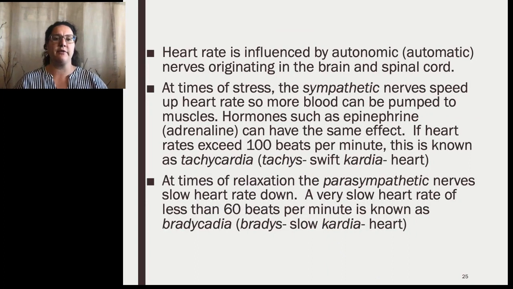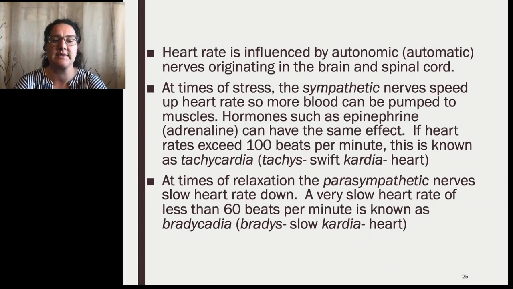So our heart rate is influenced by autonomic nerves originating from the brain and spinal cord. Again, we don't want to have to think about our heart and if it's working or not. So this is an autonomic activity that our body does. At times of stress, the sympathetic nerves can speed up our heart rate so more blood is pumped to the muscles. This is getting you ready for the fight or flight response if you have an adrenaline rush. Your heart rate can exceed 100 beats per minute during this, and it can be known as tachycardia, so a swift heart rate.